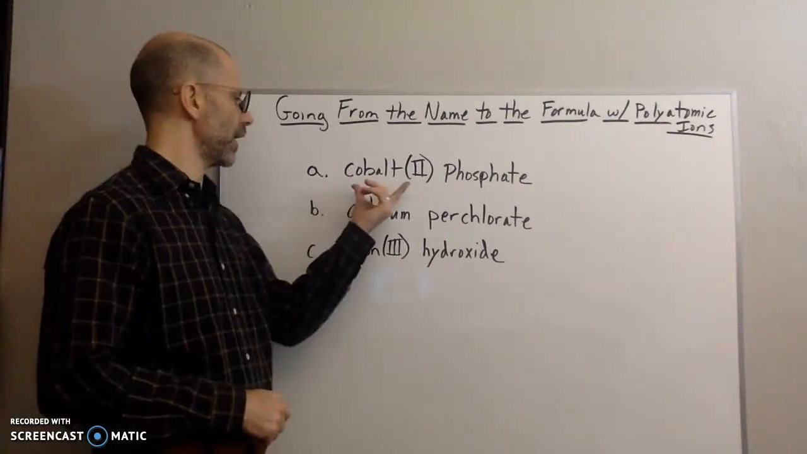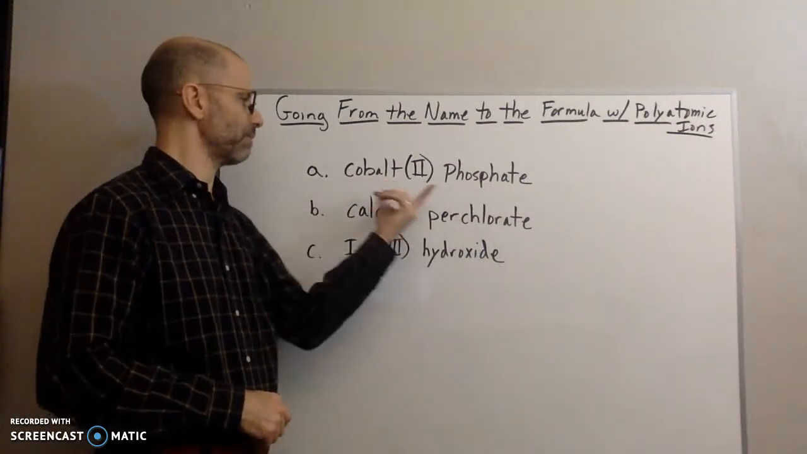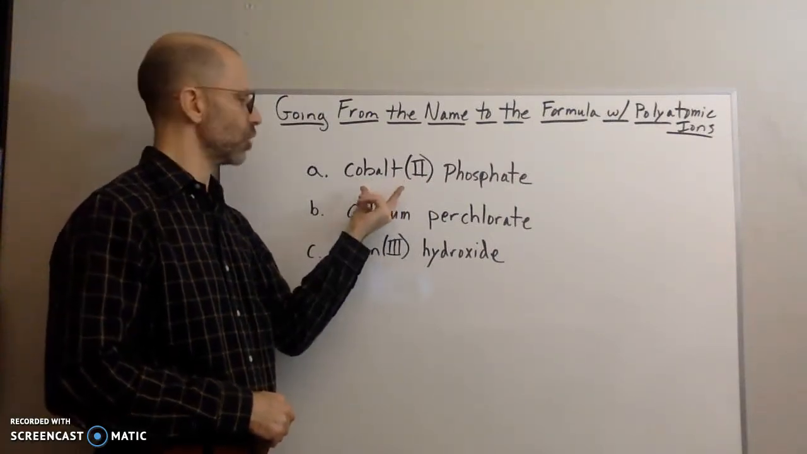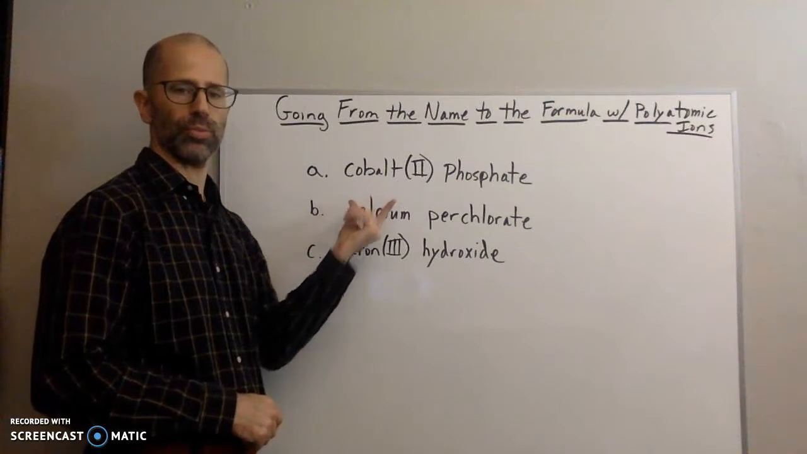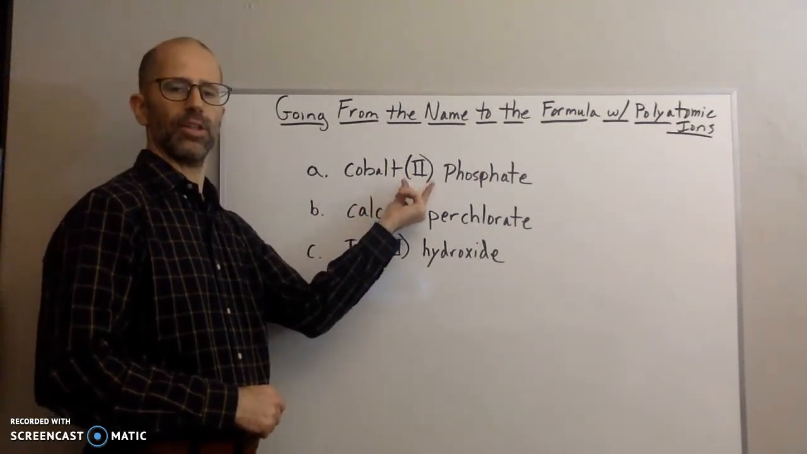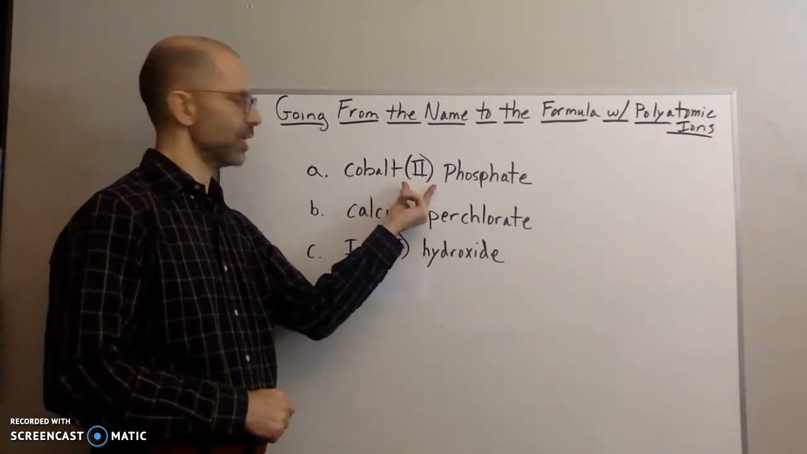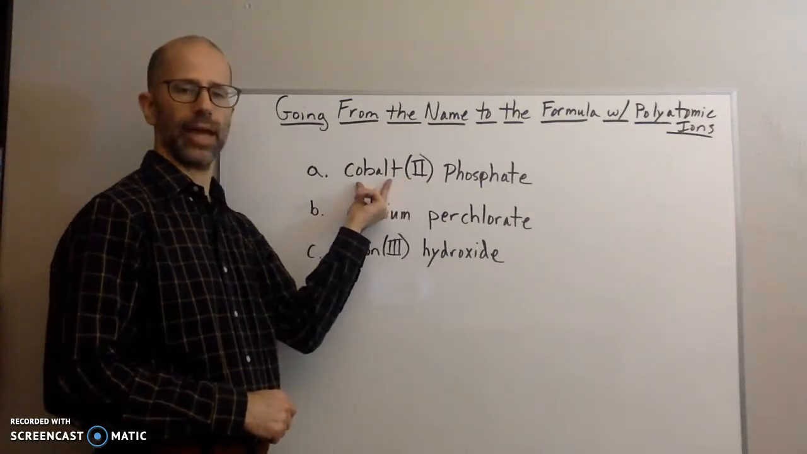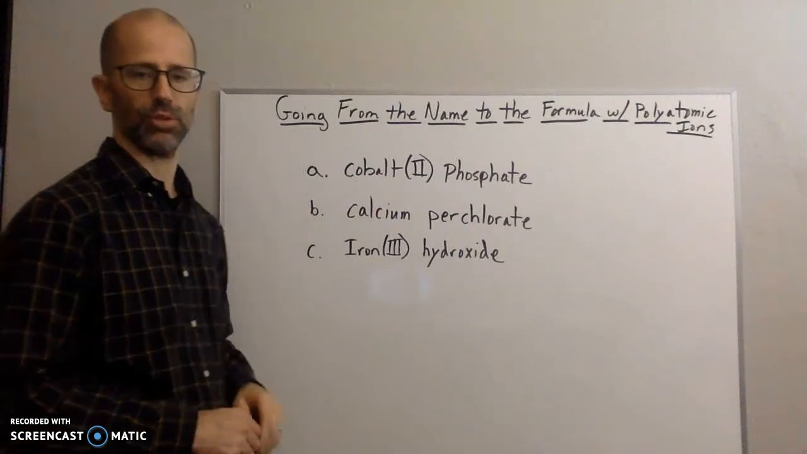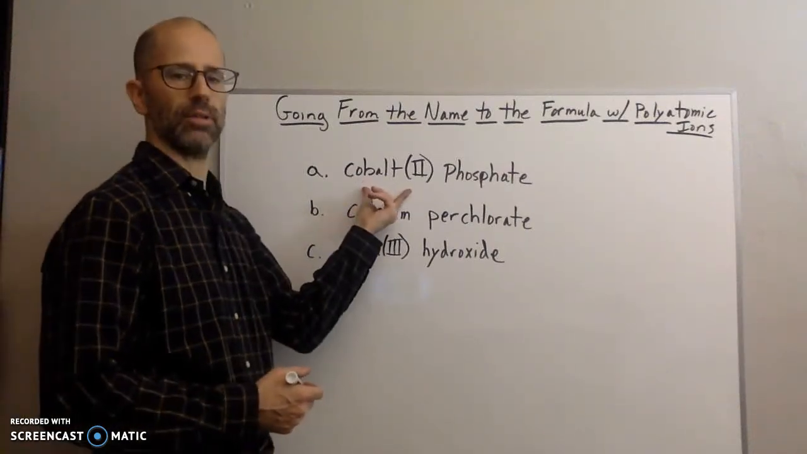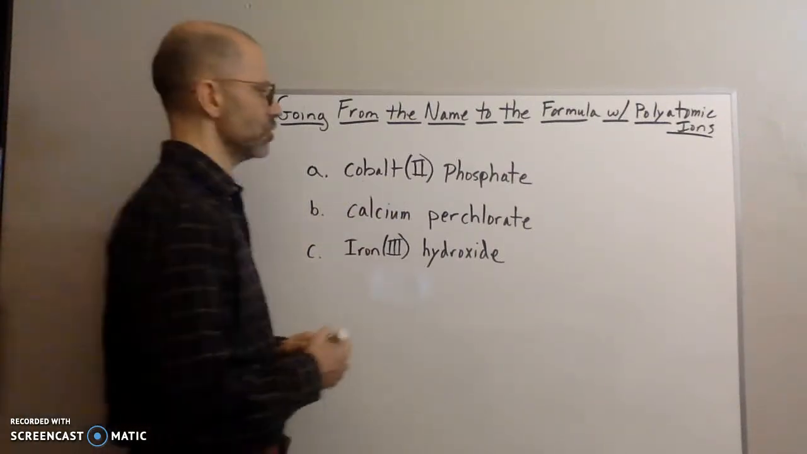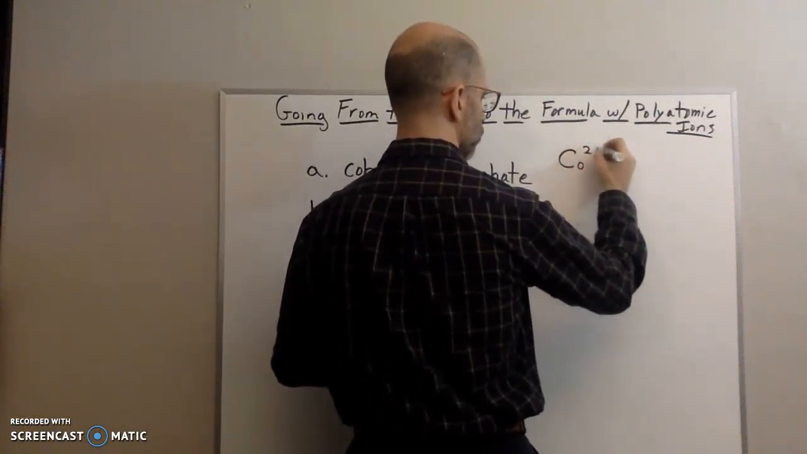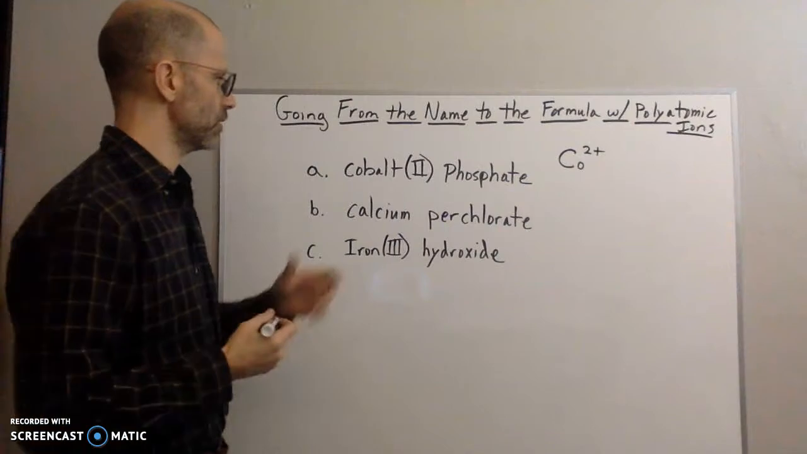Alright, so for number 1, I have cobalt(II) phosphate. So the Roman numeral goes with the cobalt. So this is the name of the ion, cobalt(II). And remember, the charge on the ion is represented by the Roman numeral. So we know that cobalt has a 2 charge on it, a positive 2 charge, because it's a metal, and so it has a positive 2. So we'll write that down. So we have Co 2+. So that's the first ion.